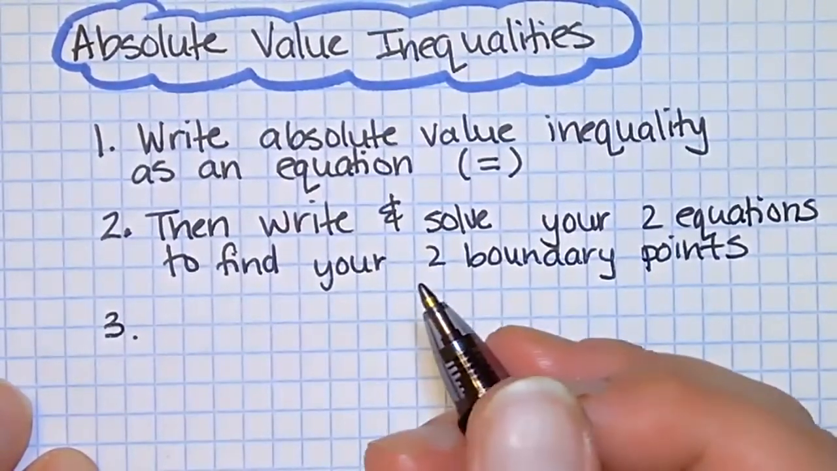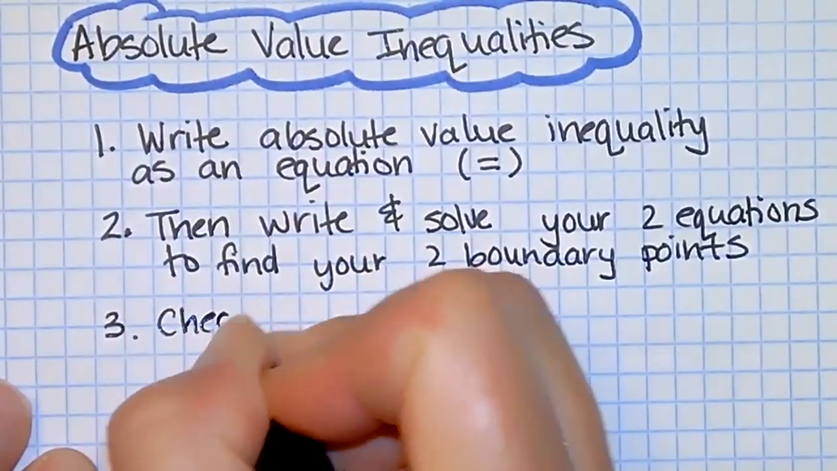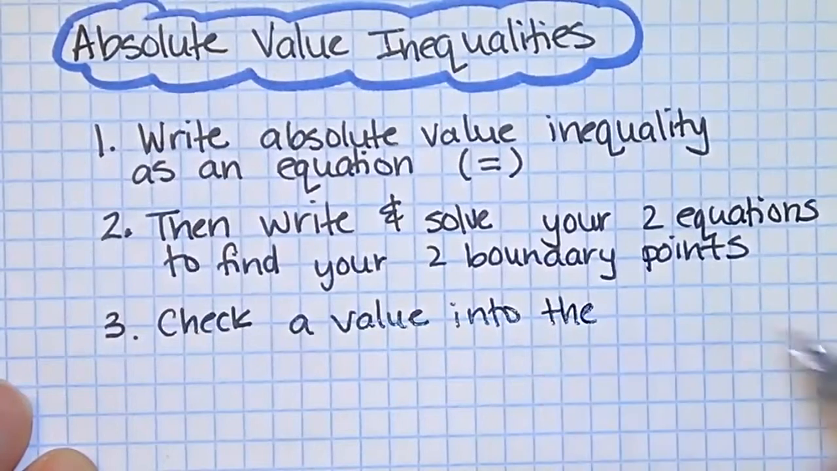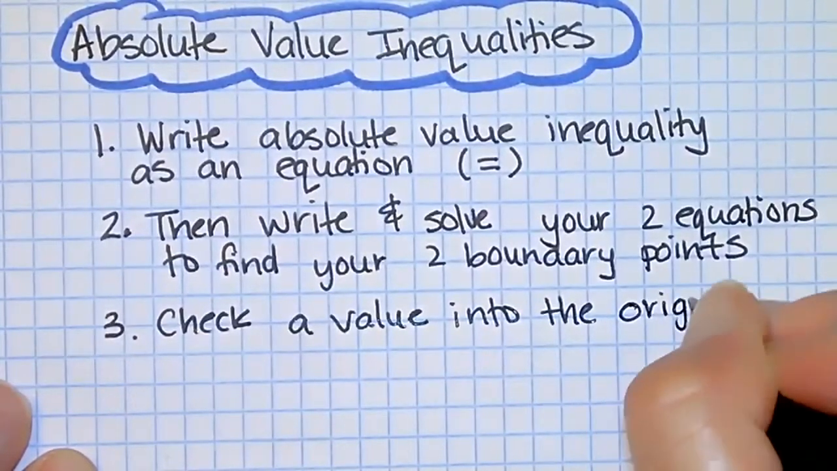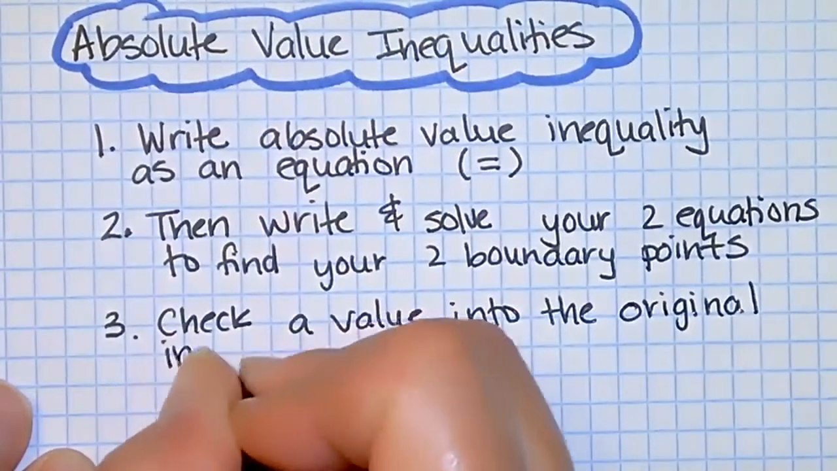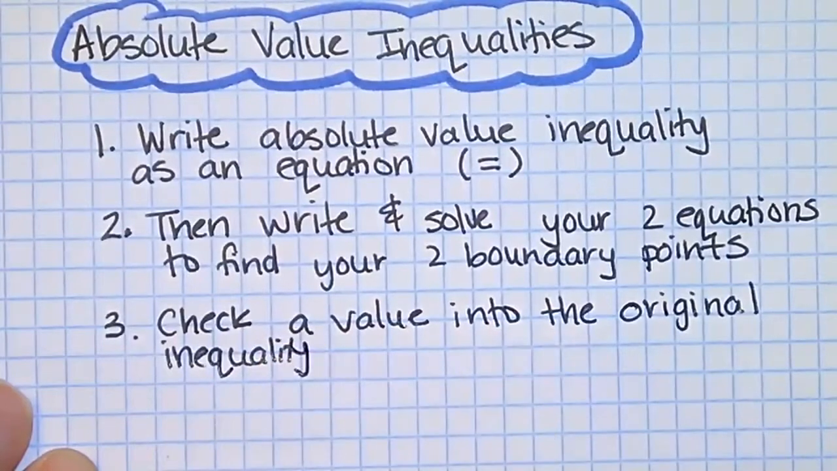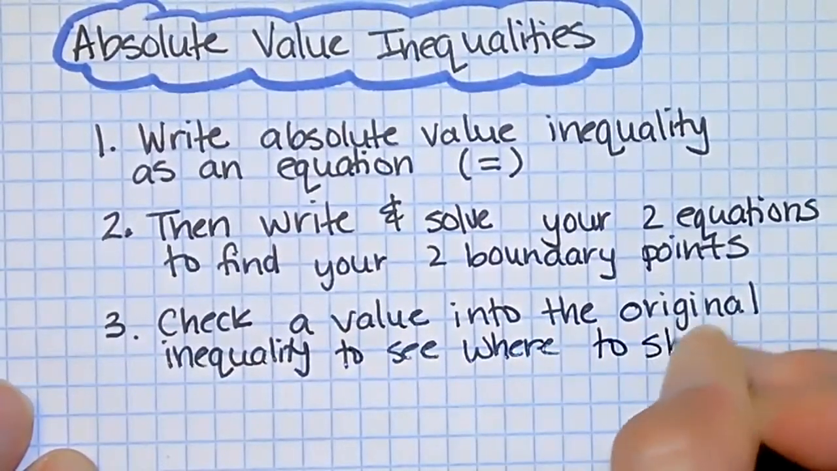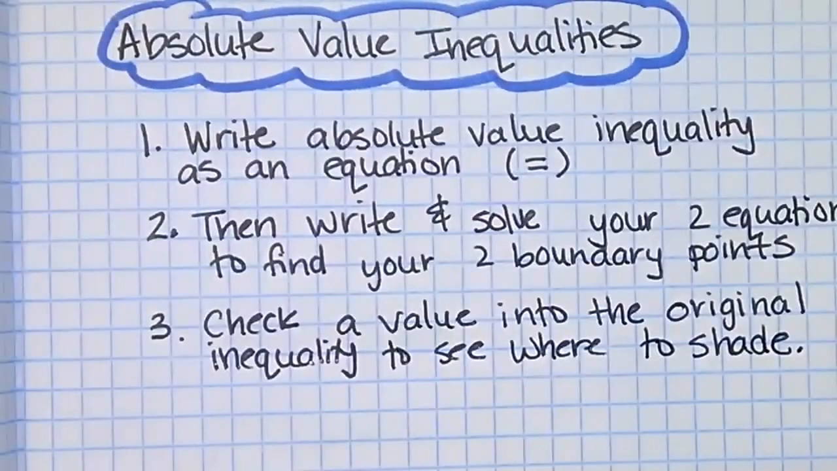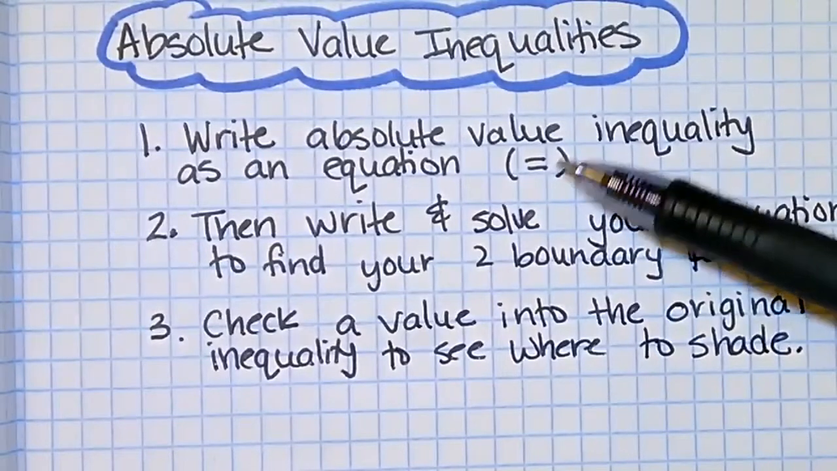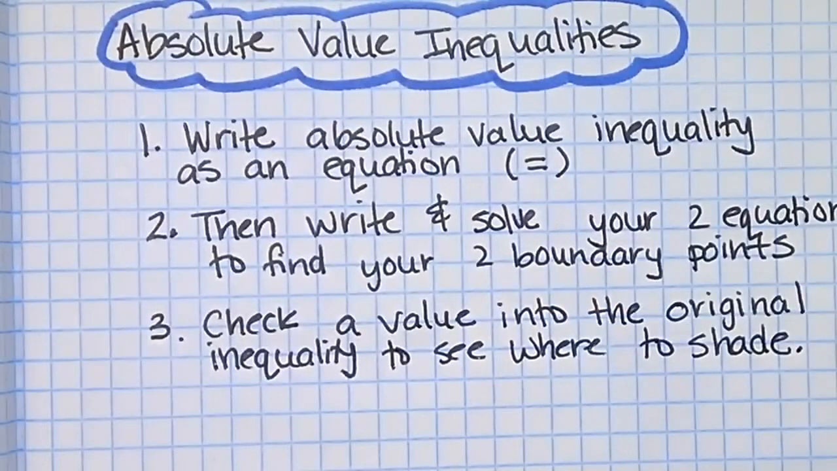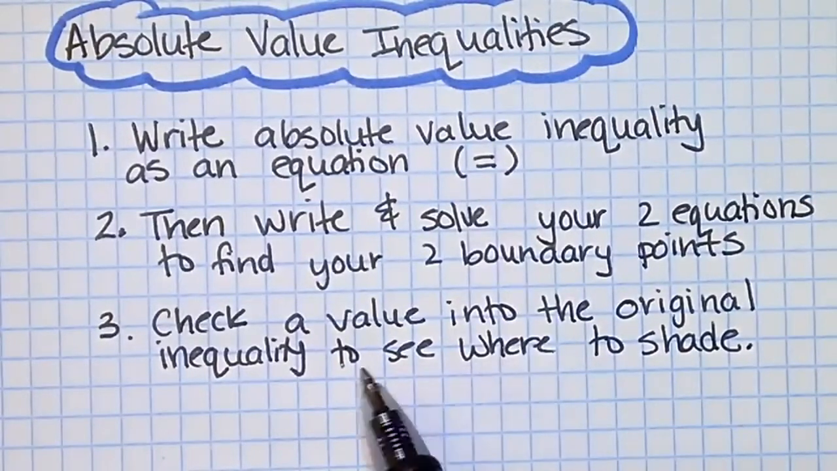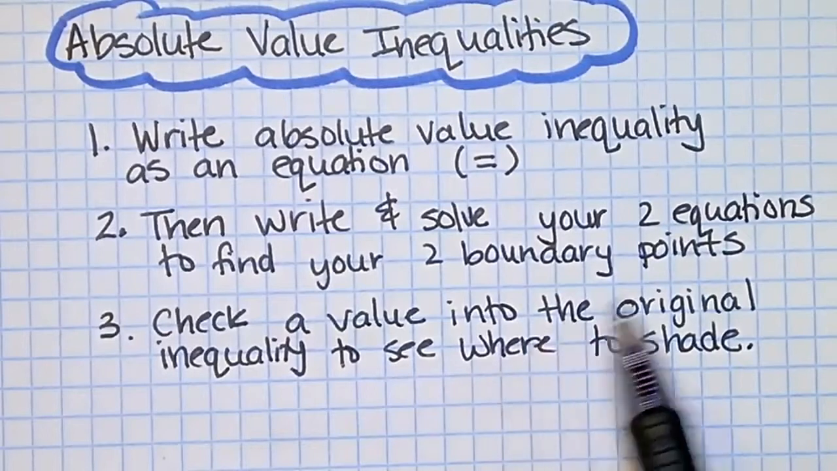Now, the next step is we're going to check a value into the original inequality to see where to shade. And I know when we did inequalities the other day, I showed one way where we set it as an equal and we checked, and then another way that we didn't. For the absolute value inequalities, I think the easier way right now is to set it to an equal and check. Check to see if you're going to shade in between your two boundary points or outside of. That's usually going to be our two cases.